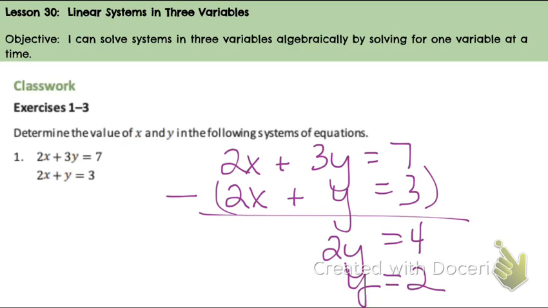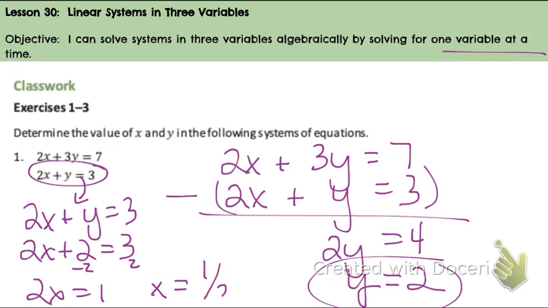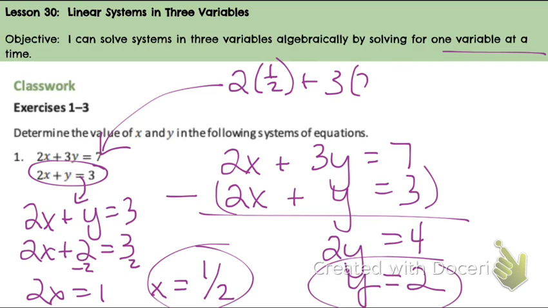Now I can plug back in to my initial equation. So I solve for one variable at a time. I solve for y. Then I get 2x. I'm just going to plug it into this equation. Plus y equals 3, 2x, and I said y equals 2. Subtract 2 from both sides. 2x equals 1, x equals 1/2. And if you wanted to, you could plug those values back into the other equation to make sure they work. Y equals 2. So 2 times 1/2 is 1, plus 6 equals 7. It works.